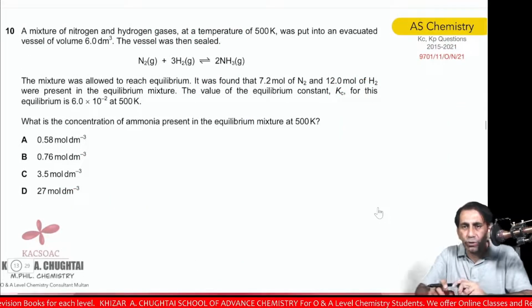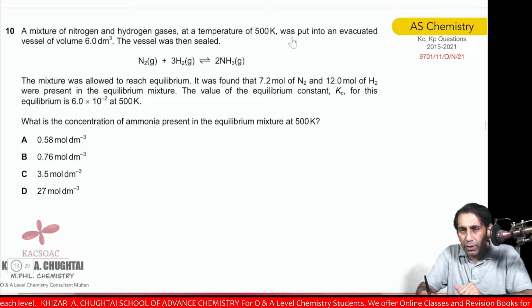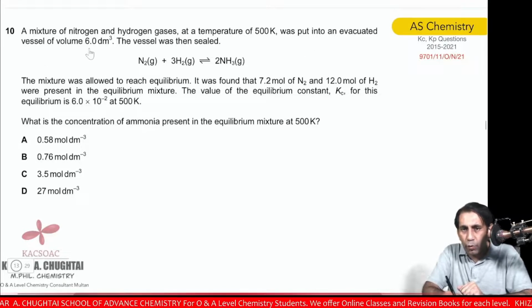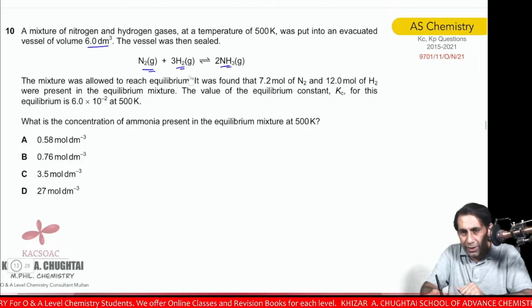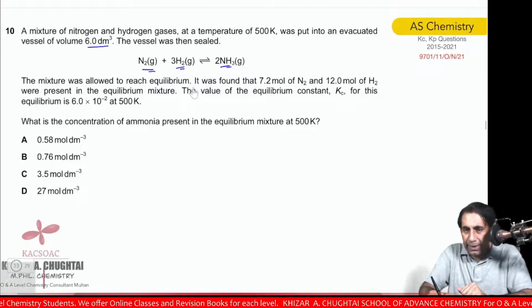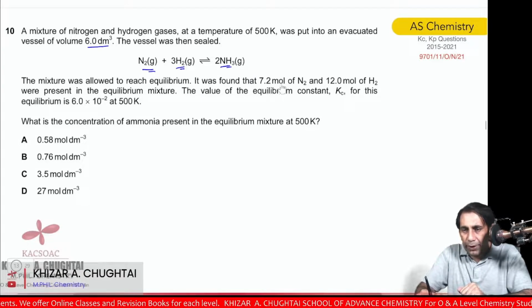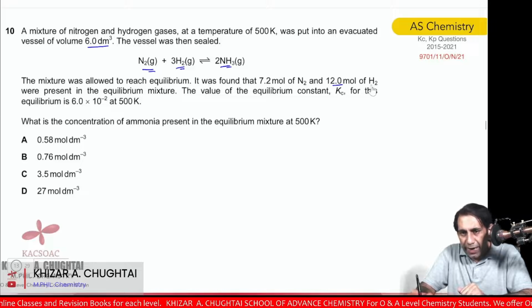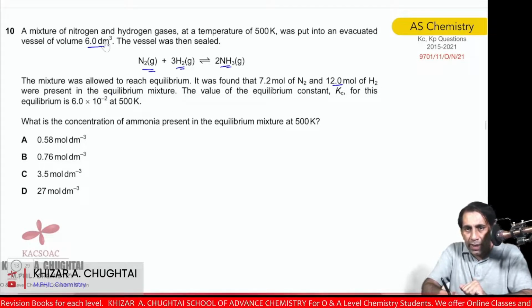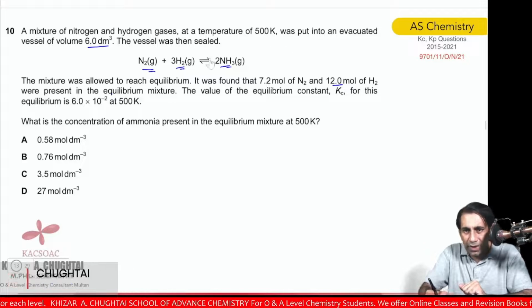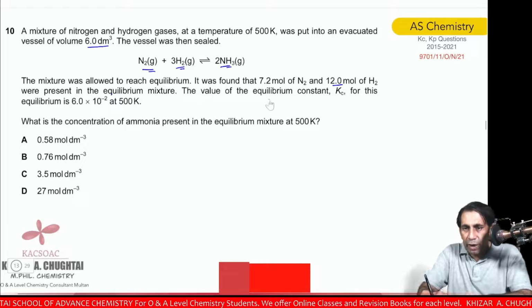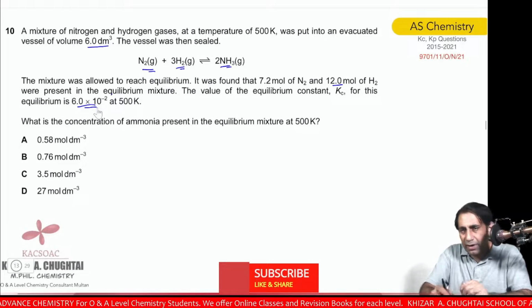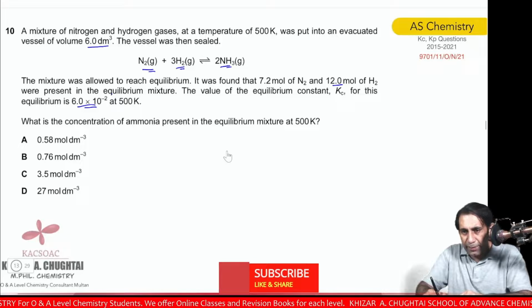A mixture of nitrogen and hydrogen gases at temperature 500 Kelvin was put into the evacuated vessel of volume 6 dm³. The vessel was then sealed. N2 plus 3 H2 goes to 2 NH3. The mixture was allowed to reach a dynamic equilibrium. It was found that 7.2 mole of N2 and 12 mole of hydrogen were present in the equilibrium mixture. We are not having the initial moles, we are just having the moles at the stage of dynamic equilibrium. The value of equilibrium constant Kc, once again Kc is given, this is a simple question. I'm going to write the expression of Kc.